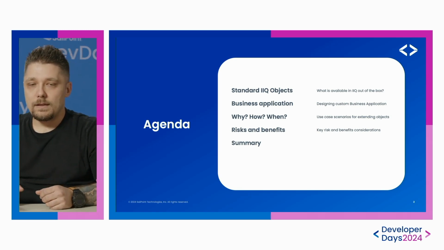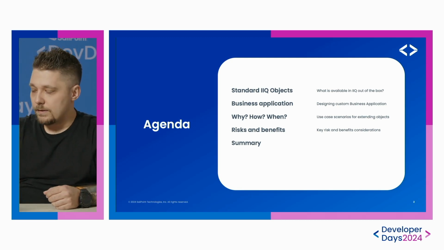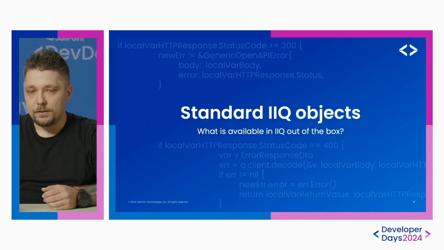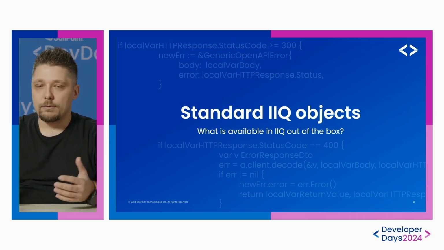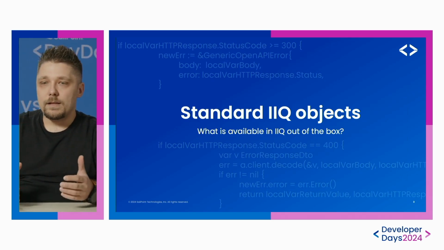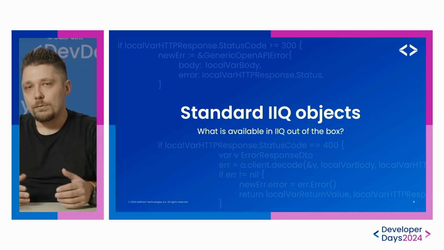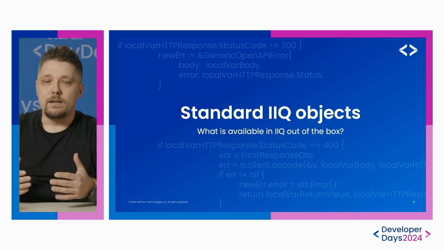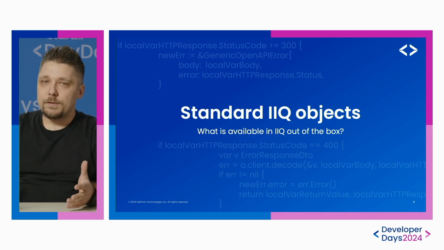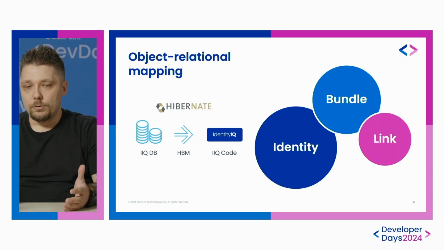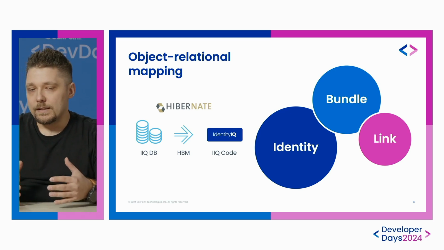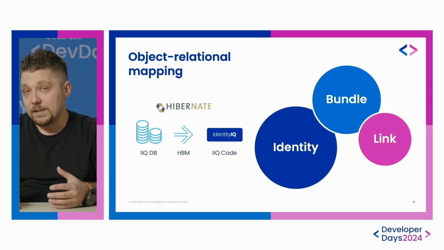Okay, so let's first start with the standard IdentityIQ objects, right? What do we have out of the box? I think everyone who has some experience with IdentityIQ knows about identity, knows about link, knows about bundle, and so on, right? But I don't know if you knew, it's not a closed list of objects that you might have. You can actually create your own whenever you need, right?